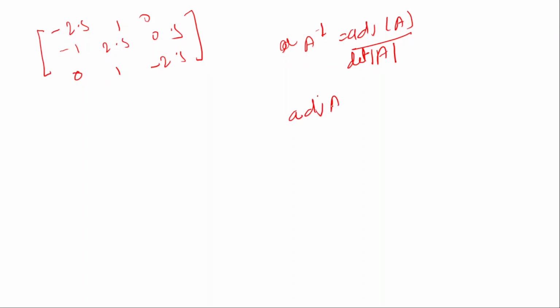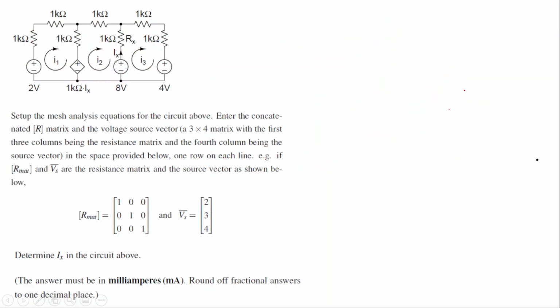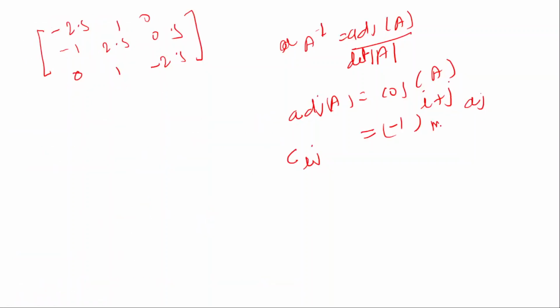So what is the adjoint of A? Adjoint of A is the cofactor matrix of A, where the cofactor element ij will be equal to minus 1 to the power i plus j, multiplied by the minor of aij.